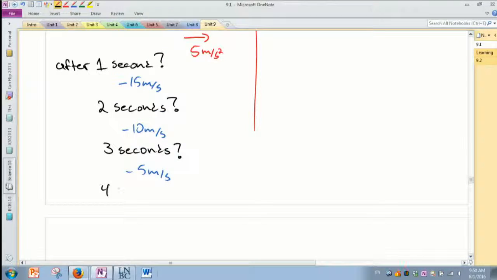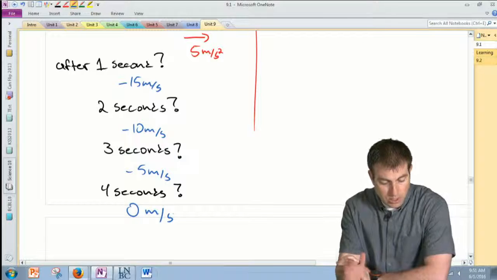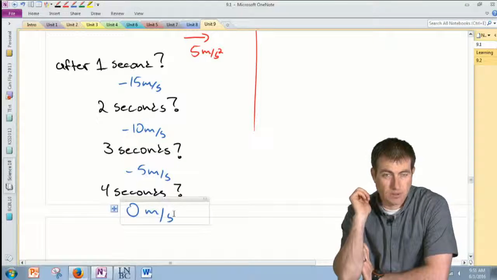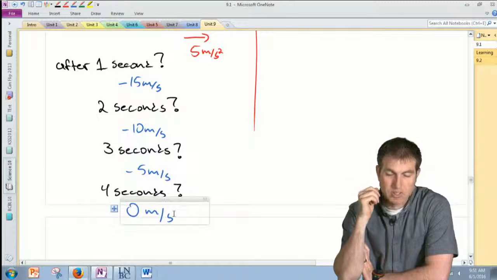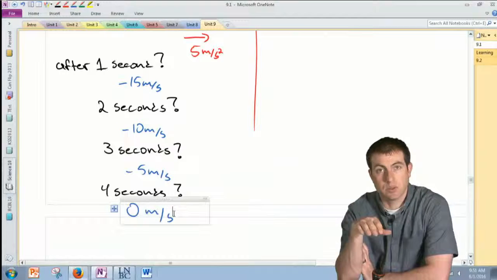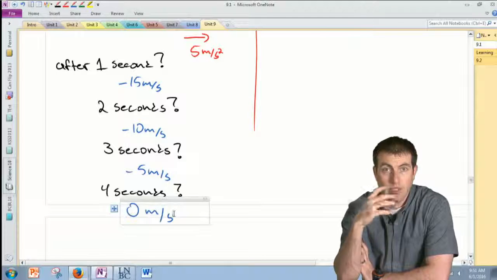What about 4 seconds? This one's kind of weird. After 4 seconds, my velocity is now 0 meters per second. How is that possible? What does that mean? What's going on? So confusing, Mr. Borden. All right, so we started at negative 20, and we're accelerating forward, but we're moving backwards. That's fine. That just means we're slowing down going backwards. So after 1 second, we're down to negative 15, 2 seconds, we're down to negative 10, then negative 5, then 0.